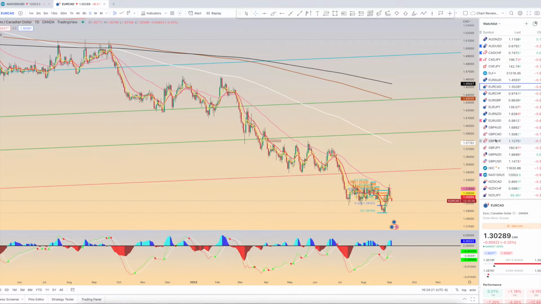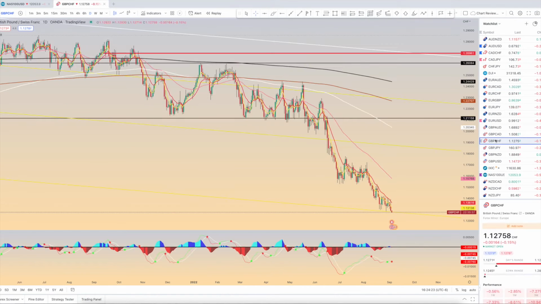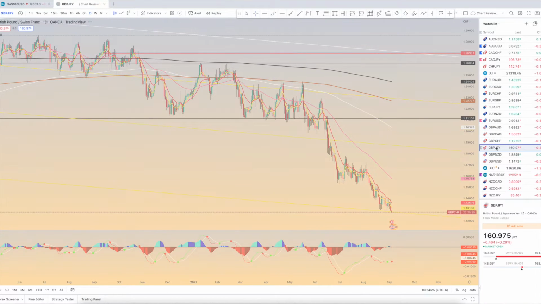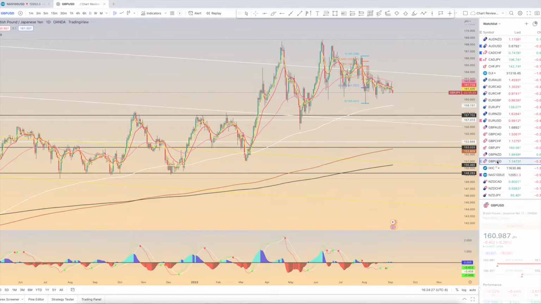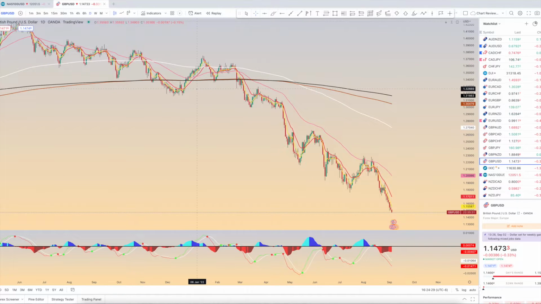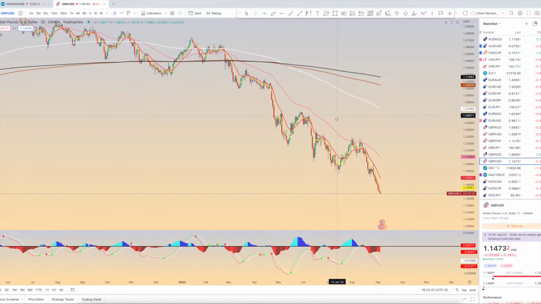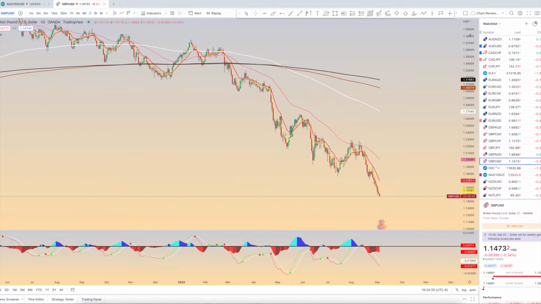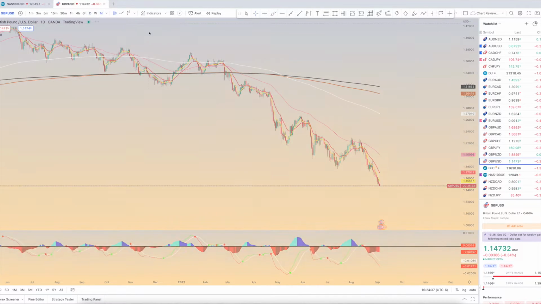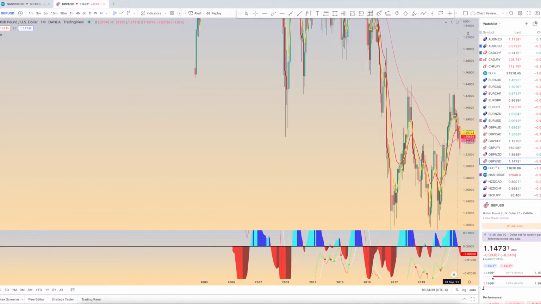So let me see if there's a clean chart. You see I marked up a lot. Alright, GBP USD, sure, this one's pretty clean, good. Judging from where it's at, this is just going to keep dropping, but you know what we can do? Go on the monthly and let's just pick a random point in time.